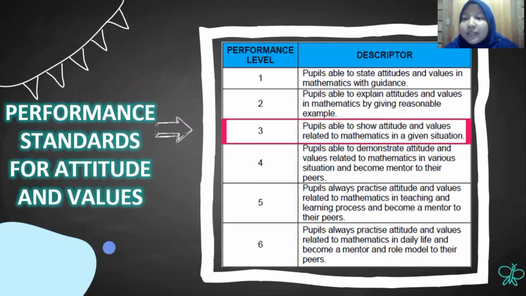Based on the performance standard for attitude and values, students have achieved the third level, where they are able to show attitude and values related to mathematics in a given situation. So students are capable of understanding the situation given and relating it to the mathematics assessment very well.